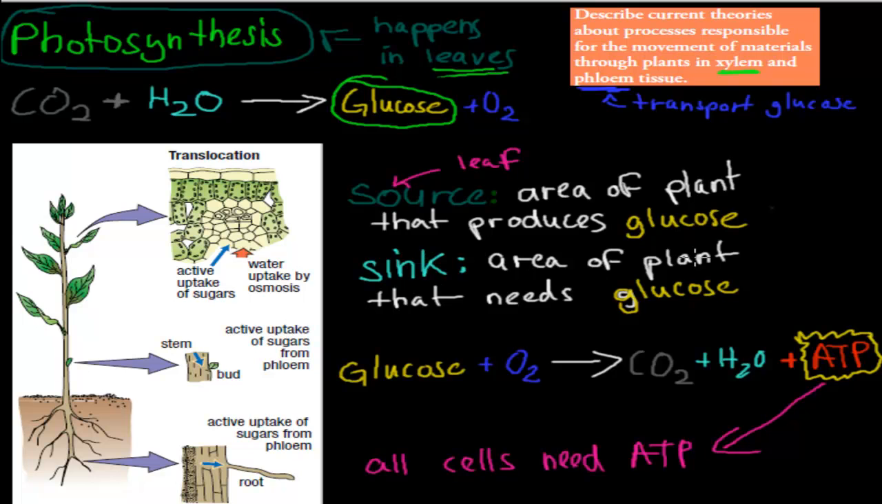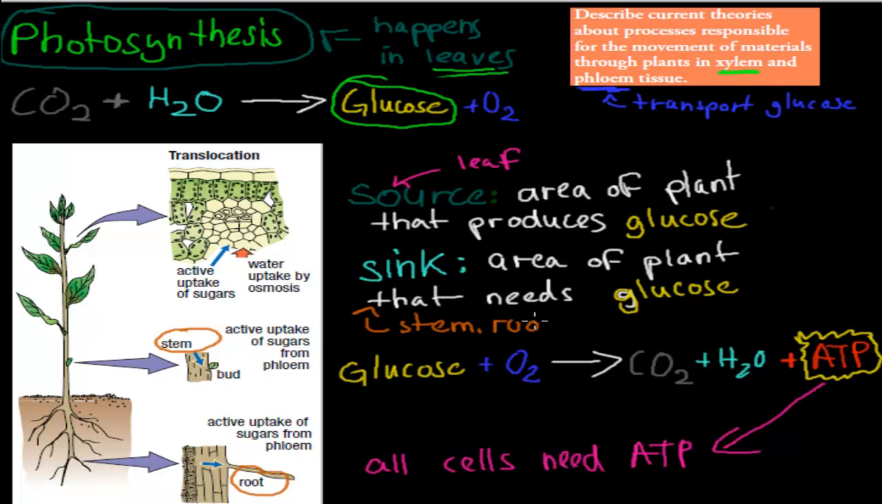And the sink is the area of a plant that needs glucose. So you can look at that picture. We've got the stem, we have the root. All of these are parts that still need to have glucose, but they can't produce it themselves. So for the sink, we've got stuff like the stem and the root.